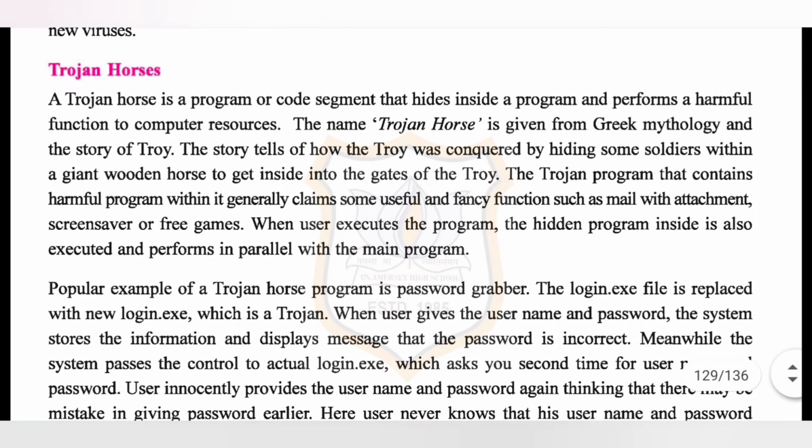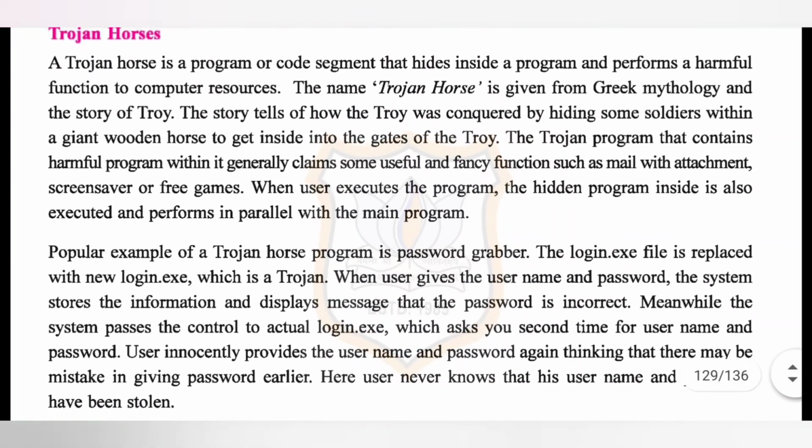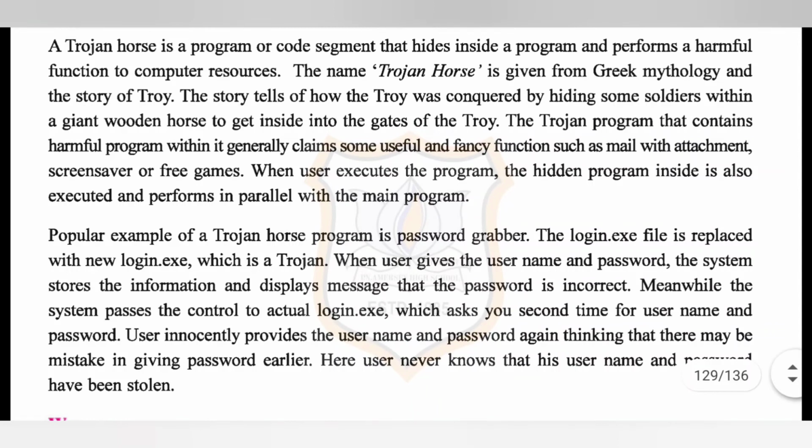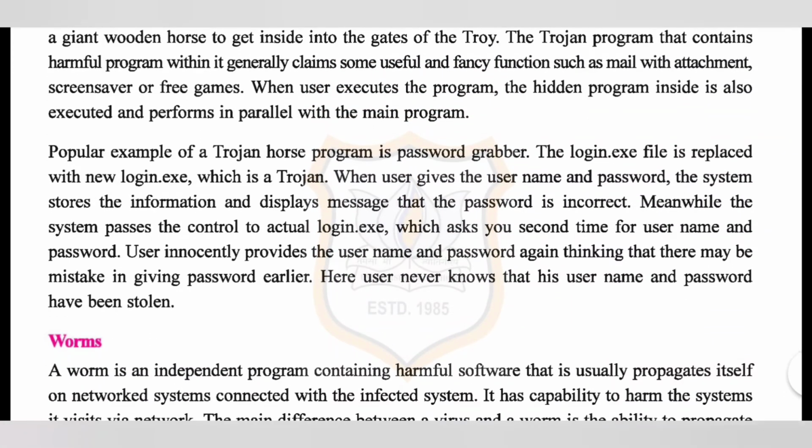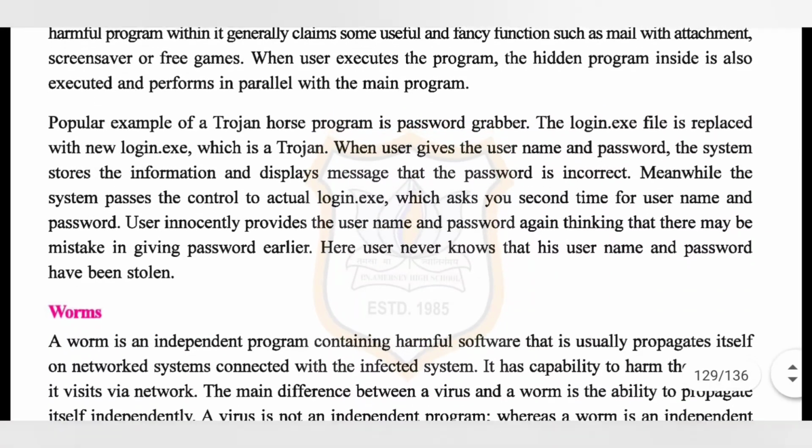Trojan horse. A Trojan horse is a program or code segment that hides inside a program and performs a harmful function to computer resources. The name Trojan horse is given from Greek mythology and the story of Troy. The story tells how Troy was conquered by hiding some soldiers within a giant wooden horse to get inside the gate of Troy. The Trojan horse that contains a harmful program within it generally claims some useful and fancy function such as mail with attachments, screensavers, or free games. When the user executes the program, the hidden program inside is also executed and performs in parallel with the main program.